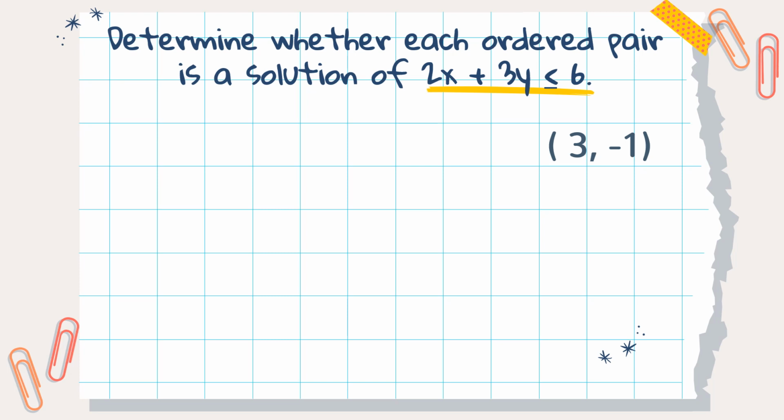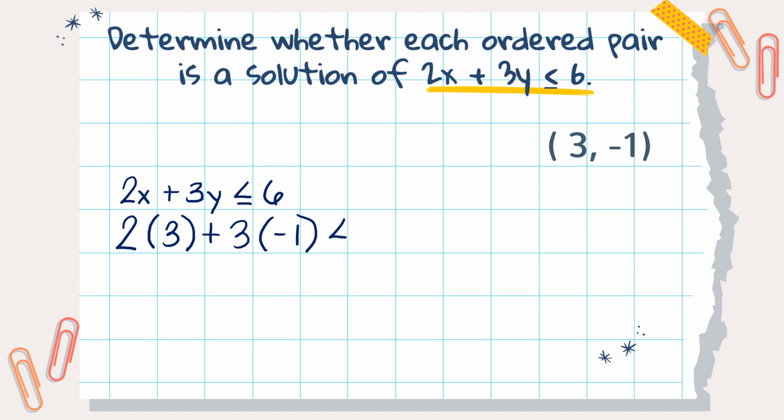Let's have (3, -1). So again, we have the linear inequality 2x + 3y ≤ 6. So we substitute the values. We have 2 times 3 plus 3 times -1, based from our coordinates, is less than or equal to 6. Simplifying, we have 2 times 3, that is 6. Then 3 times -1, yes, that will give us -3, is less than or equal to 6.